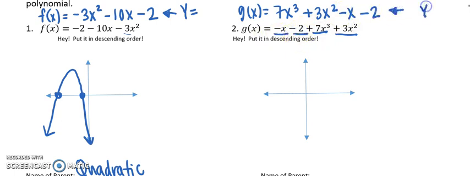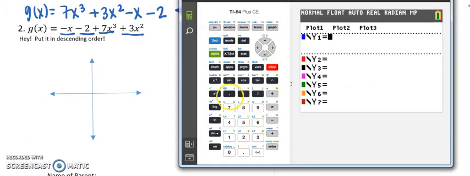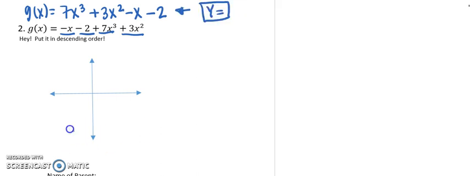This is what we're going to put into our y equals on the calculator. So I'm going to scooch this over. Let's go over here, y equals, clear it out. So we've got x cubed plus 3x squared minus x minus 2. So then if we graph this, this is what it looks like. So it comes up, does a little twist, and then goes back up. So if we sketch this, it looks something like this.